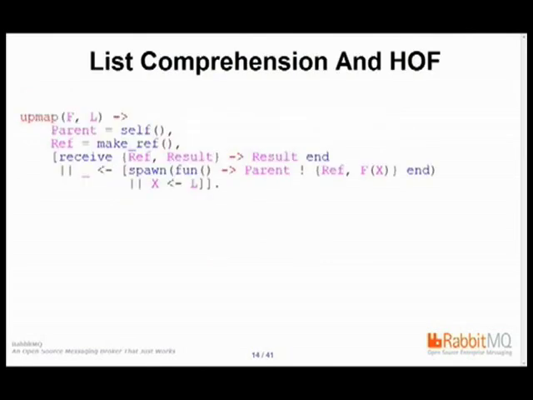Comprehensions and higher-order functions are nothing unique to Erlang at all. Anybody who's done functional programming will know about these. Here's just a little example that I pulled from our code base where we're using these. This is an unordered parallel map. It takes a list of data items, applies a function to each of them in parallel, collects the results, and doesn't care about the order in which the results arrive. And that's 5 lines of code.